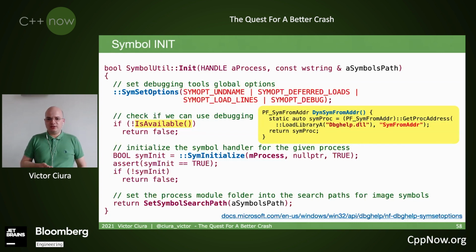Again, SymFromAddr is an API from the Debug Help Library, DbgHelp.dll. That's in the Windows SDK, and it's in Windows. Again, you can dynamically call it. This basically gives the demangled symbol name for a particular address. And this information is extracted from the PDBs, like you guessed.